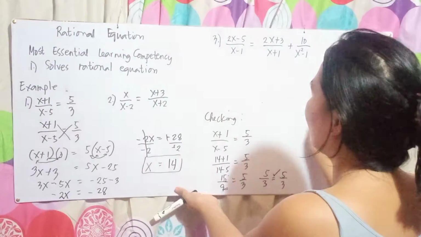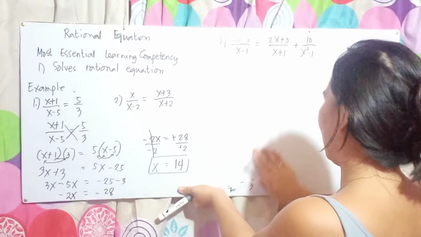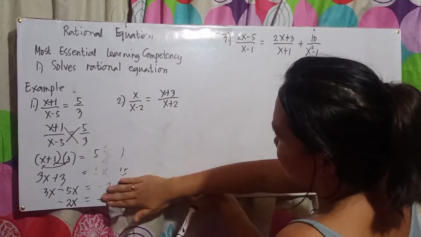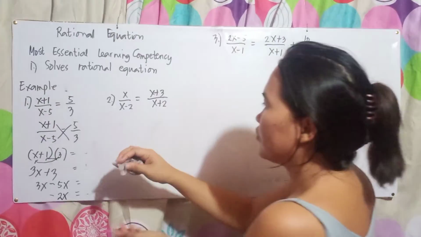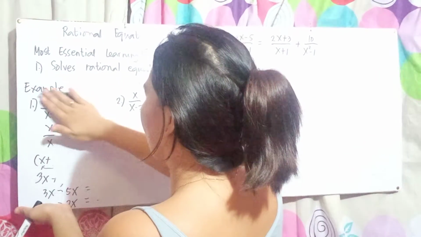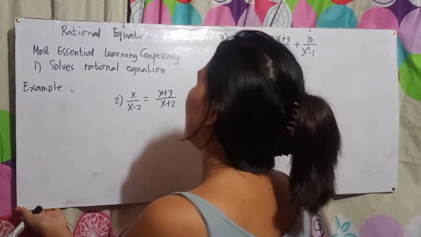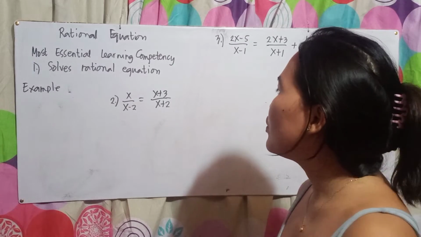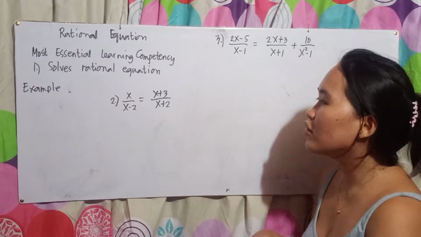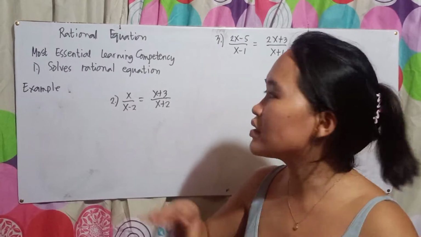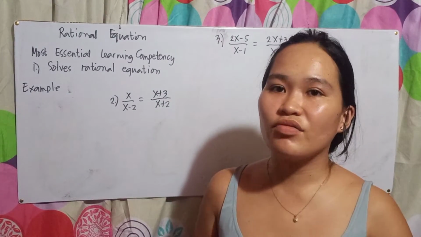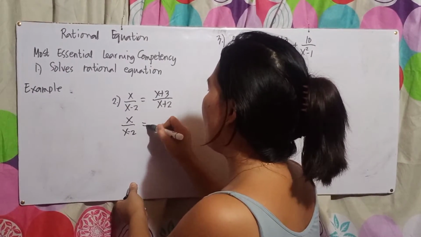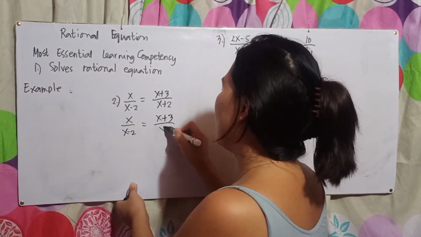So, erase na ko na to. Gamay akong board. Okay, example number 2. X over x minus 2 equals x plus 3 over x plus 2. So, same gihapon o process since 2 terms lang man sila. So, i-cross multiply lang. So, x over x minus 2 equals x plus 3 over x plus 2.